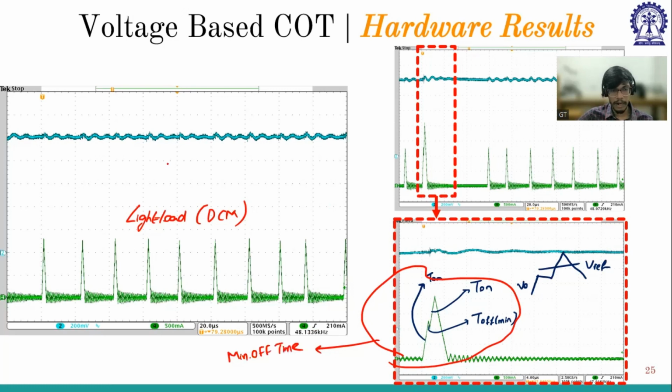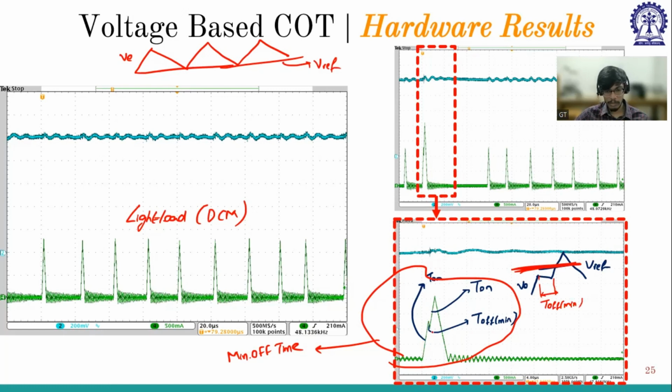In the rest of the part, it is happening like this: on time, then off time it is hitting, on time, off time it is hitting. So this is V out, and this is V reference. But in this case, V out is lesser than V reference after the on time also. That's why it needed another on time consecutively after minimum off time. So there are two such on times happening next to each other with minimum off time separation between them. This has been observed in the hardware as well. So this point is clear, right?